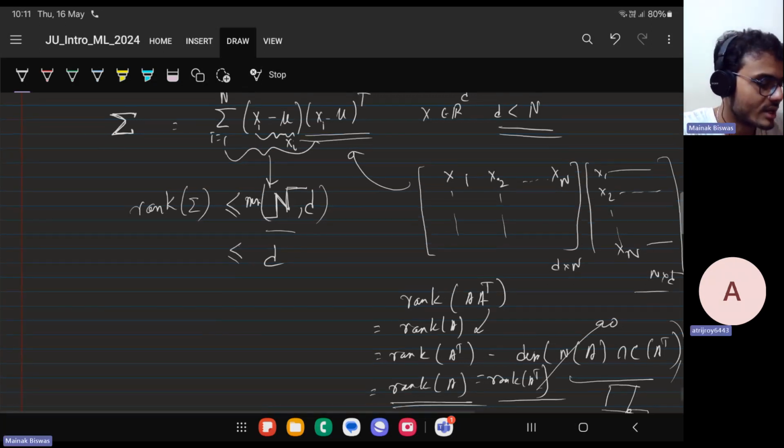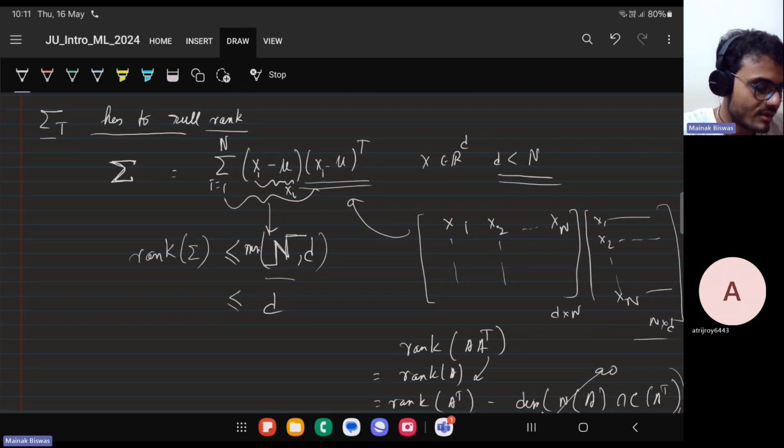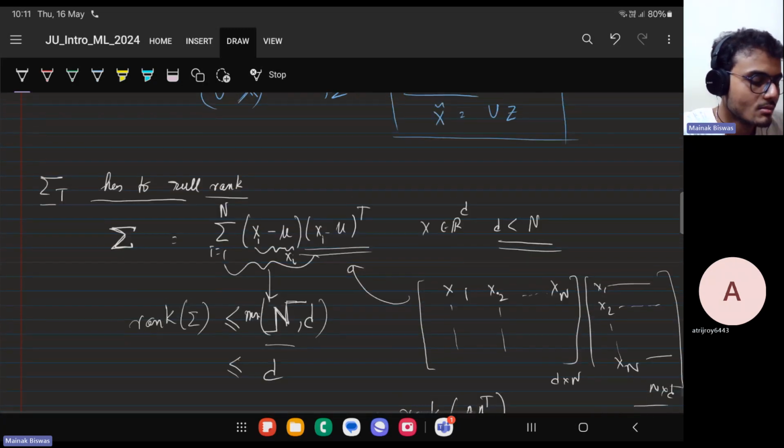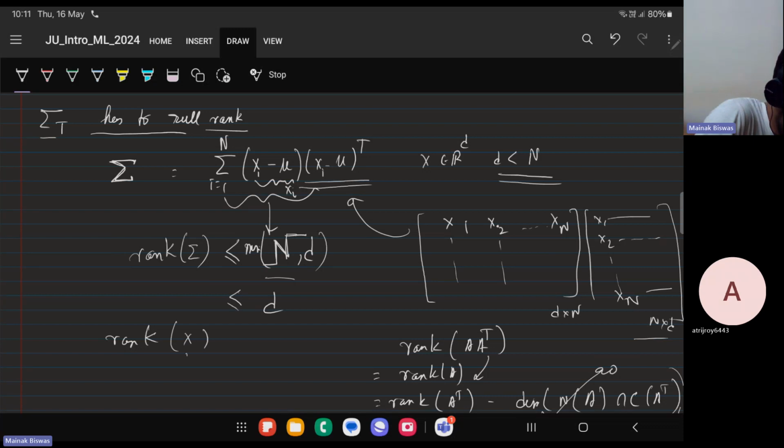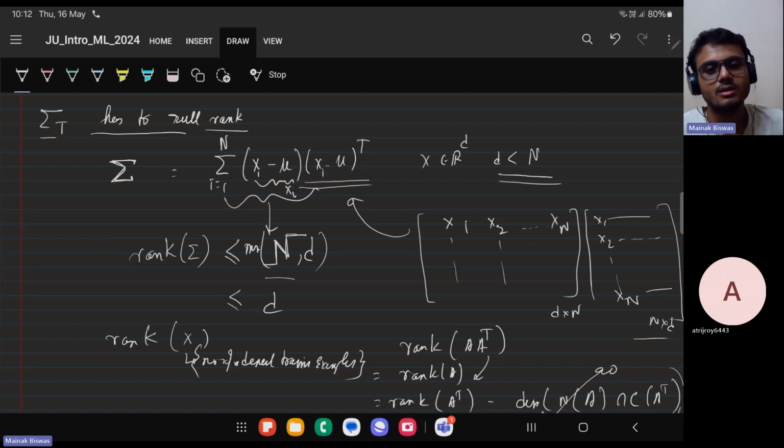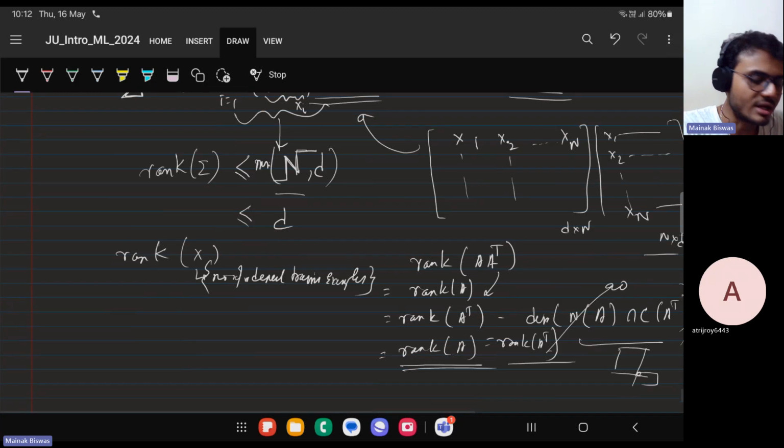Okay, so have a look at it when you're free, and revise it. But if they have the same rank, then the rank of X is equal to the number of independent training examples, right? Correct? The number of independent training examples.